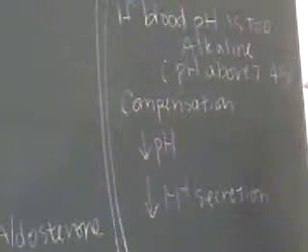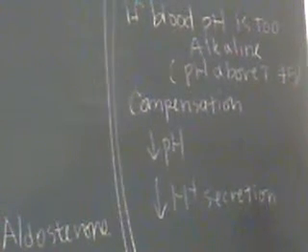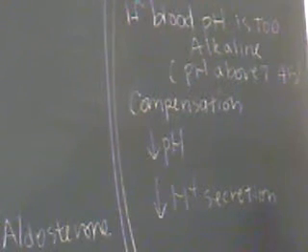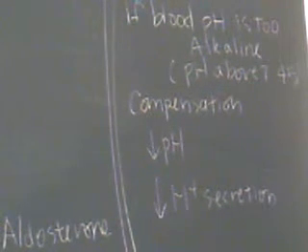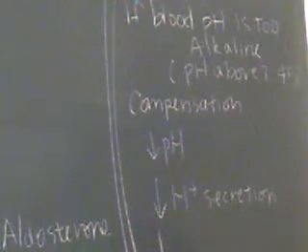Lowers your pH. So if you're something like 7.6, the more hydrogens you keep, the more acid your blood becomes, which is what you want to do right now. But what you also want to do is decrease bicarbonate absorption.